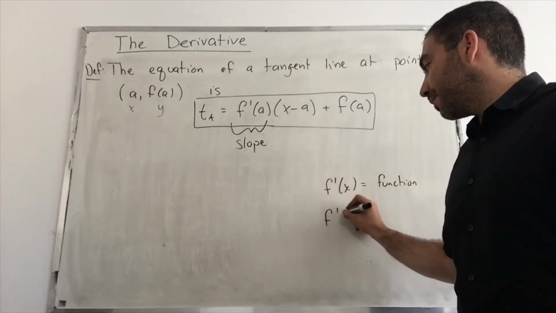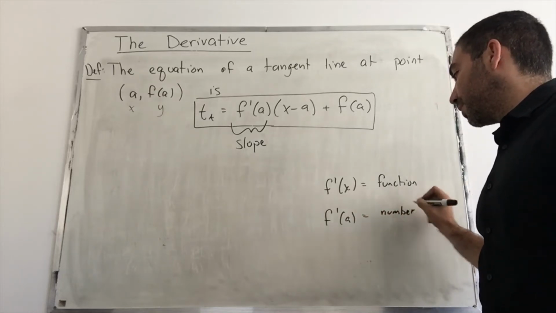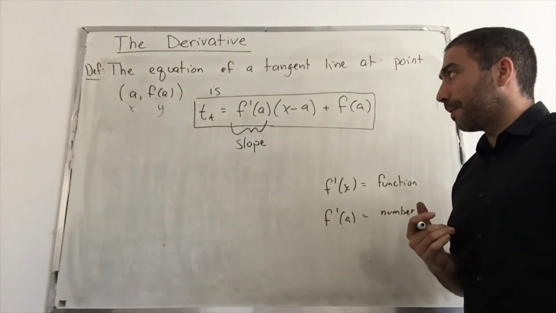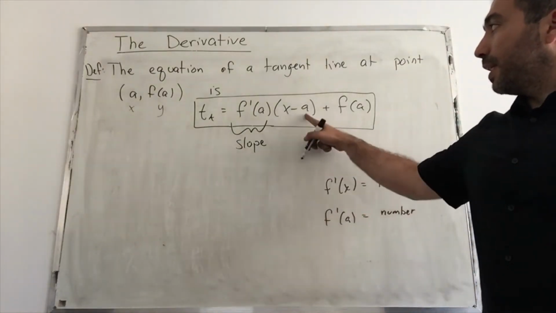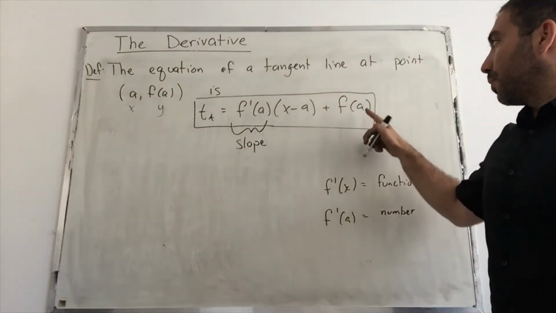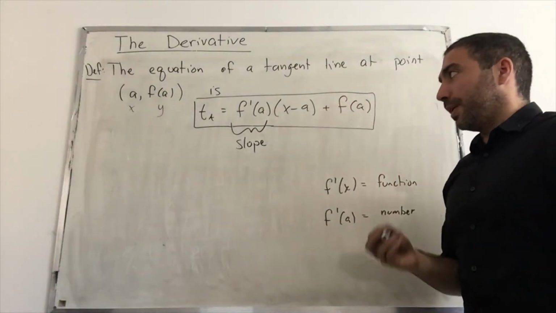F prime of a is a number, specifically the slope, the rate at which the line is increasing or decreasing. In x minus a, the a is the x value of the point that's given, and f of a is the y value of the point that's given. And from that we create our equation of a line.